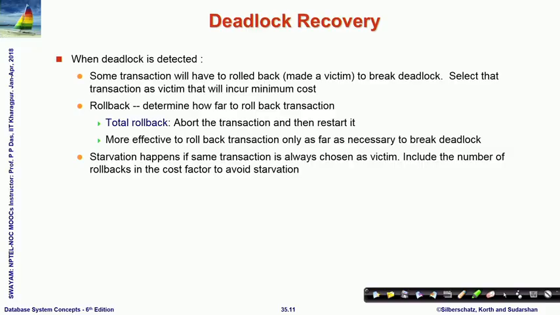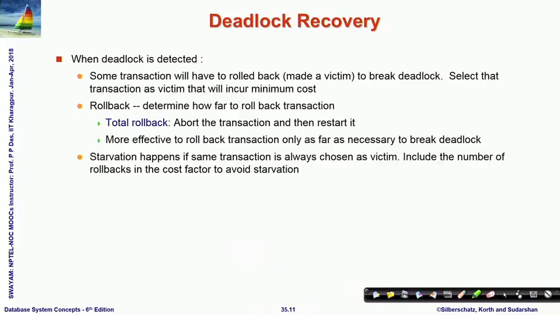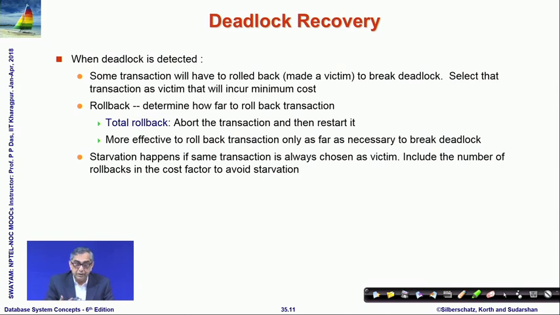So, those are some of the strategies which can improve the throughput and minimize the possibility of starvation. Starvation will again happen if the same transaction is chosen as a victim to be rolled back every time, which the possibility exists.